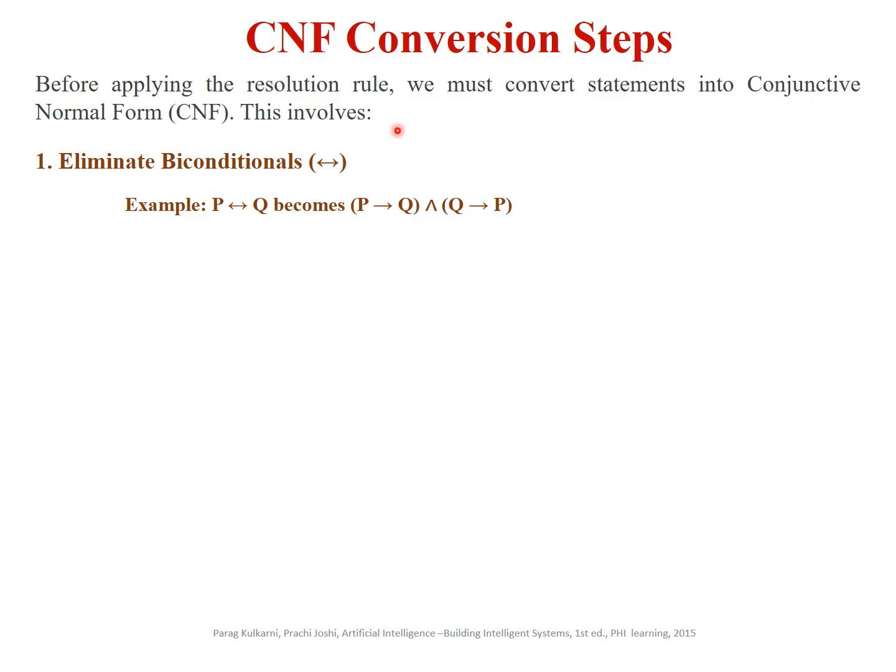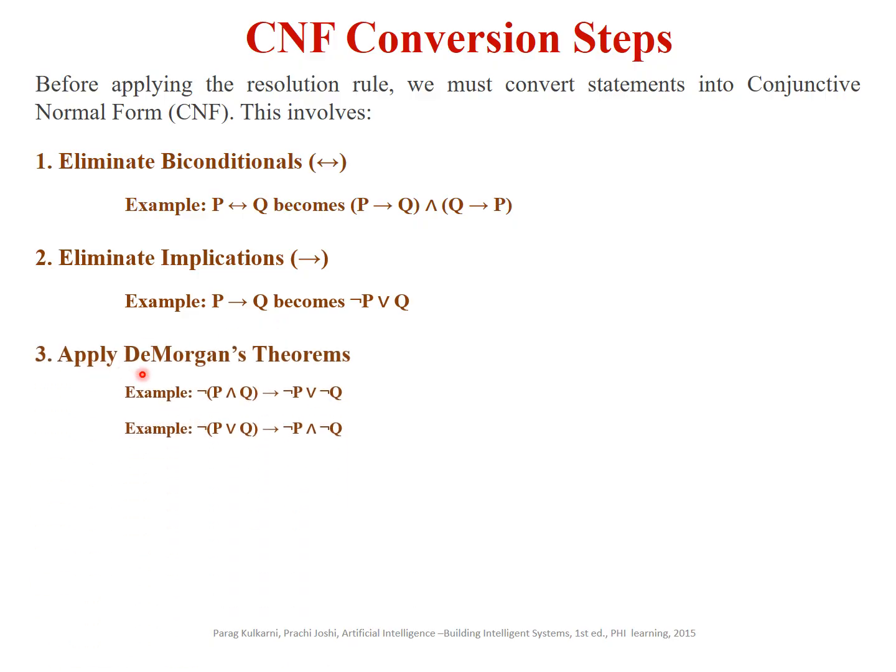Before applying the resolution rule, we must convert the statements into conjunctive normal form, CNF. The first step is we are eliminating the biconditionals. For example, P bidirectional implication Q will become an expression like this. And number two, we are eliminating the implications also, after which the implications will become a statement like this.